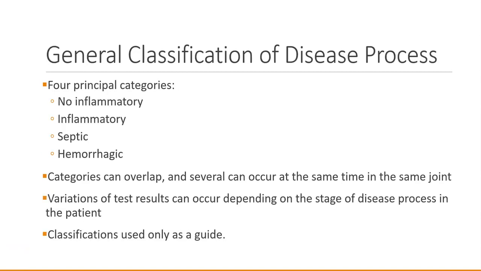I want you to know the general classification of disease processes, and there are 4 principal categories: non-inflammatory, inflammatory, septic, and hemorrhagic. These categories can overlap, and several can occur at the same time in the same joint. Variations of test results can occur depending on the stage of disease process in the patient. The classifications used only serve as a guide.